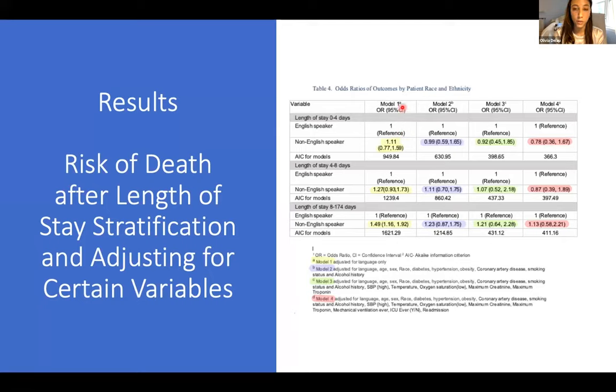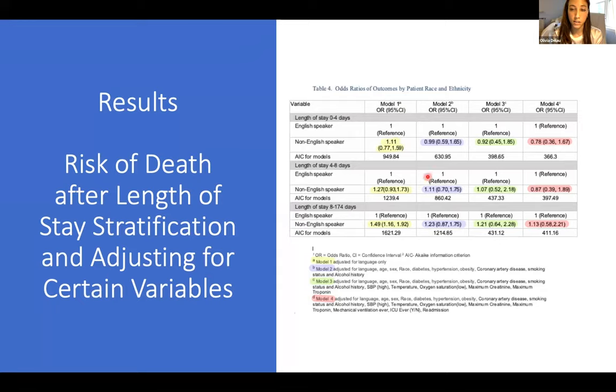So in our model one, where we adjust for language only, we do see that there is a higher odds of COVID-19 mortality among our non-native English speakers as compared to our English speakers. So for individuals who stayed a length of stay 8 to 174 days, there was a 49% greater odds of COVID-19 mortality as compared to our English speakers.